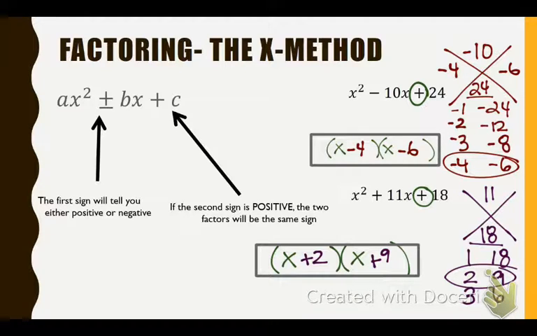Alright, so I did it to where the second sign was positive, so both of our factors have the same sign. When the second sign is negative, that is when students get the most wrong because of their signs. Okay, are there any questions on the screen before we move?